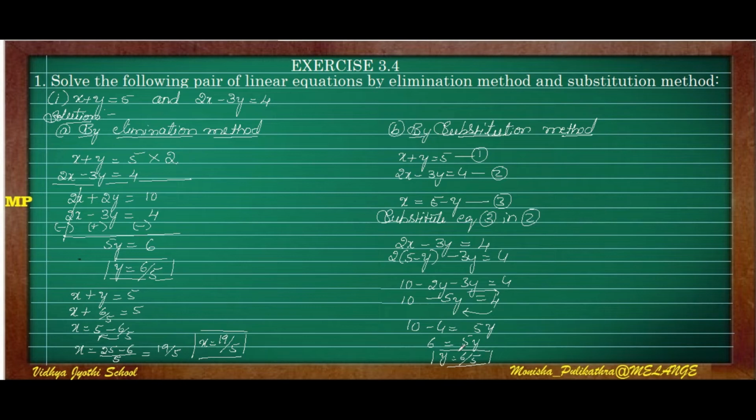Next I will substitute this y is equal to 6 by 5 in equation 3. Equation 3 is x is equal to 5 minus y. So x is equal to 5 minus 6 by 5. Again cross multiply, x is equal to 25 minus 6 by 5. That is x is equal to 19 by 5. So by both elimination and substitution method we can verify it. In both the methods we get x is equal to 19 by 5 and y is equal to 6 by 5. So this is the verification. I hope you understood this.